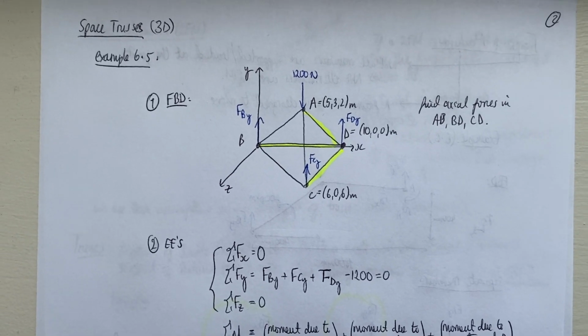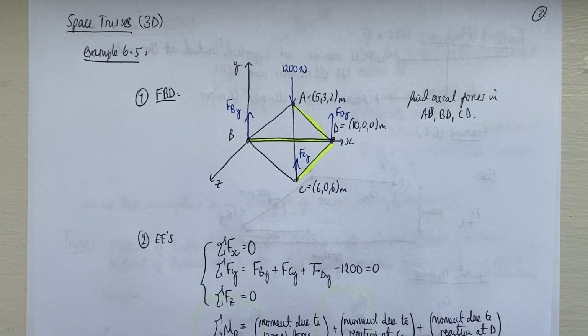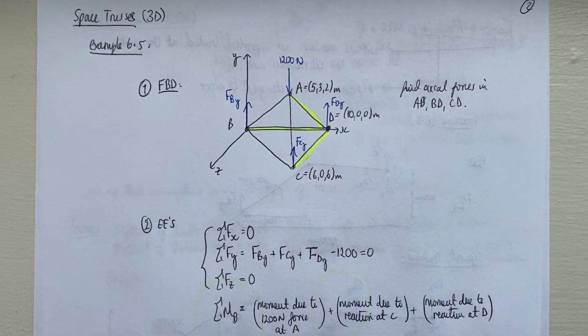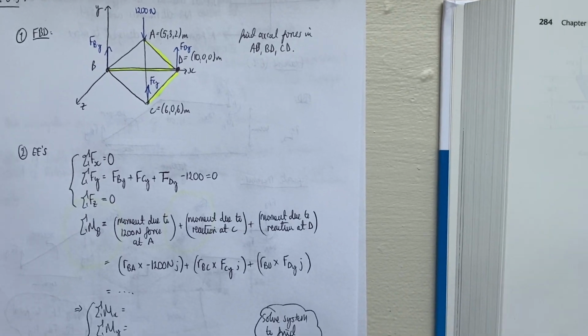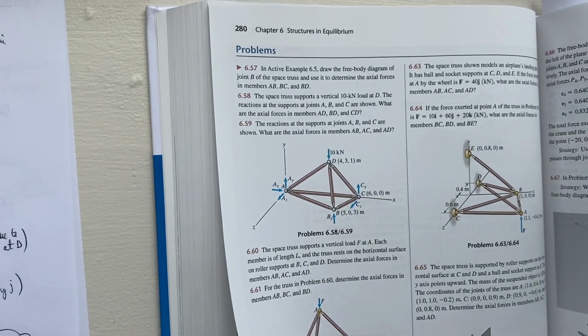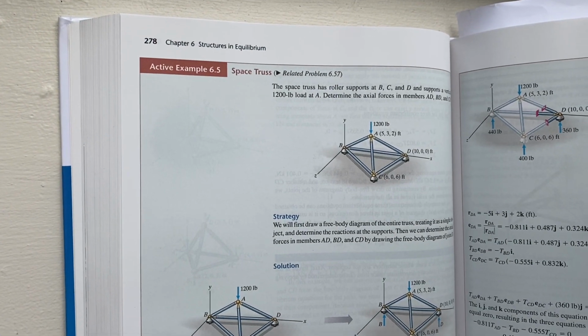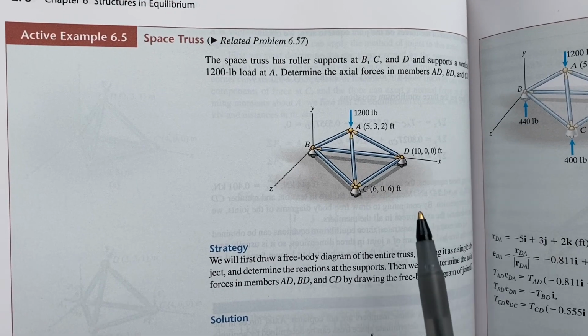I'm actually looking in the textbook for the Freebody diagram. Let me quickly skip back in the textbook. I'm looking for example 6.5, yes, this one, right. So this is the example that we're looking at.